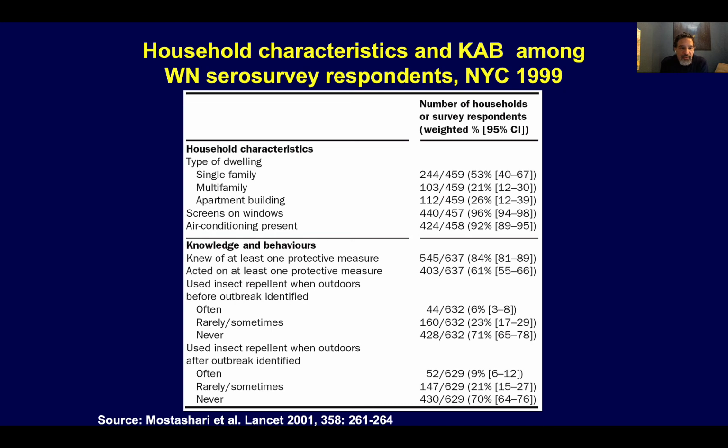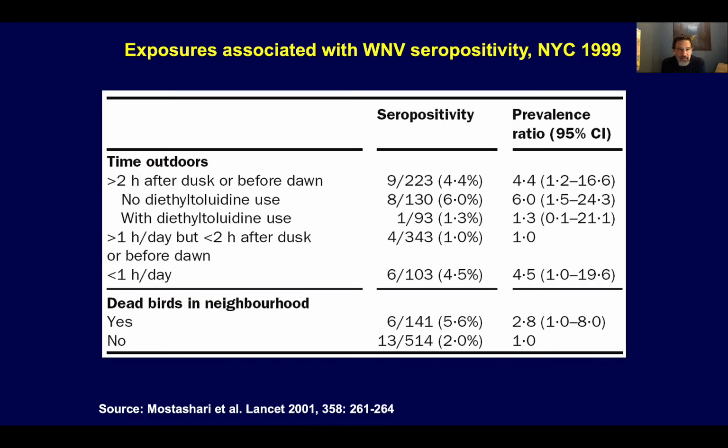We looked at some of the household characteristics and some of the questions we asked people about knowledge and behaviors. Of course, the city was doing lots of public service announcements, lots of health education, trying to get people to understand all the things that they could do to protect themselves from mosquito bites. So we assessed the level of knowledge and behaviors that people were engaging in when we did this survey, to get a sense of how well these education campaigns were working. And we also looked at the extent to which some of these things were associated with seroprevalence.